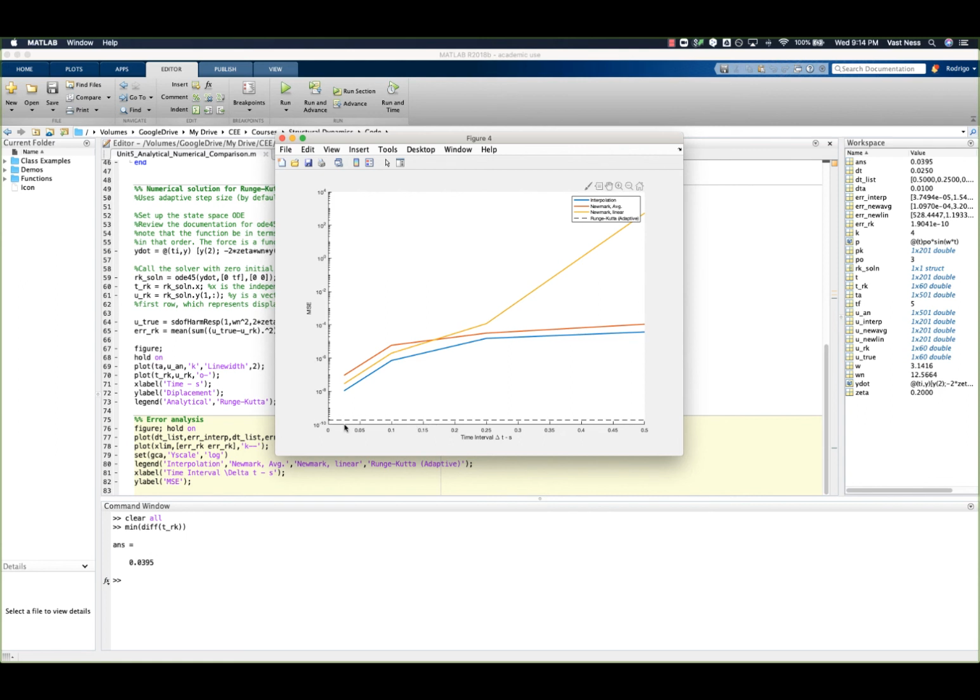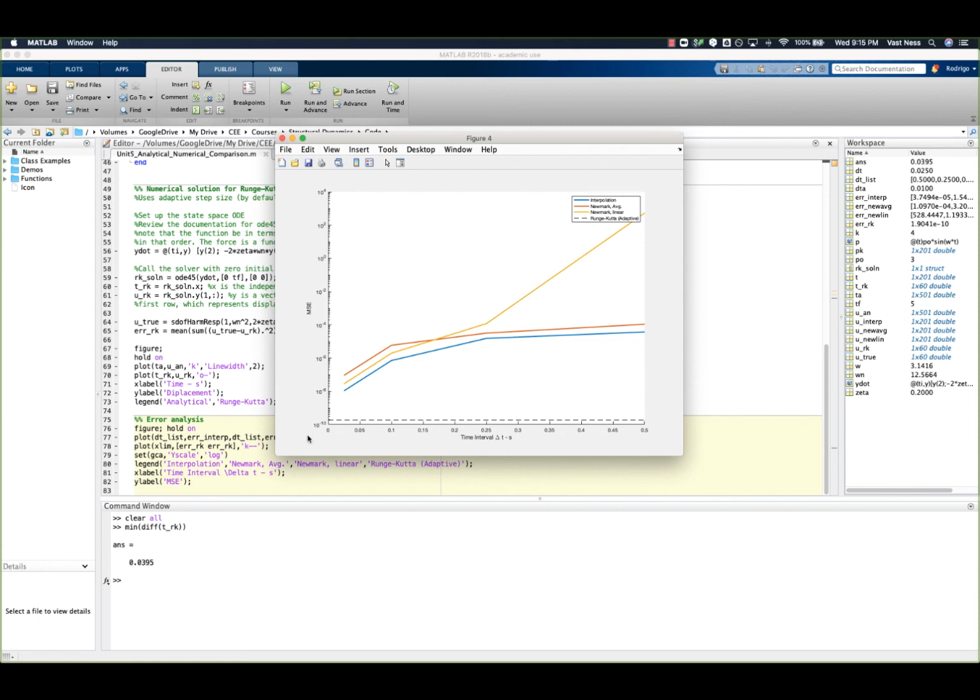So in a sense, this is looking really good for the Runge-Kutta. Not only is it using adaptive step sizes, which reduces the overall number of computations that are made, but it's also getting much lower errors for somewhat of a larger step size. So overall, things are looking very good for the Runge-Kutta.